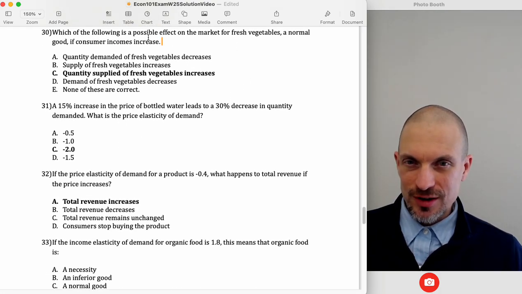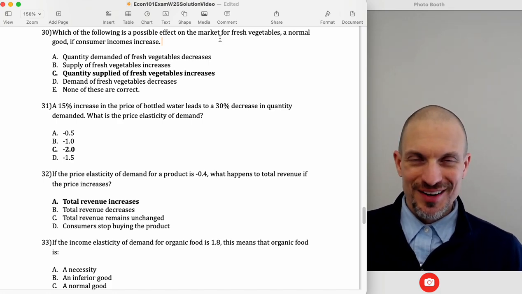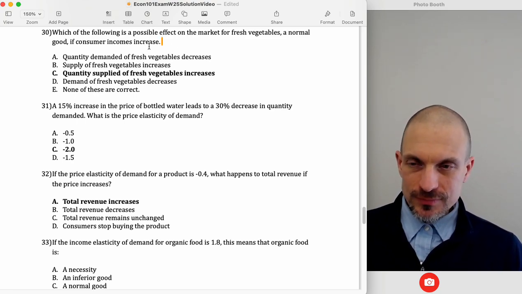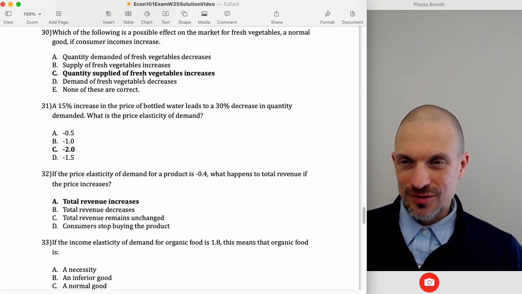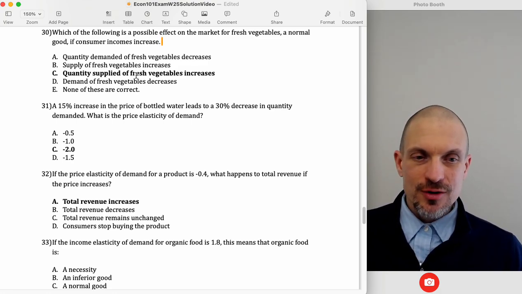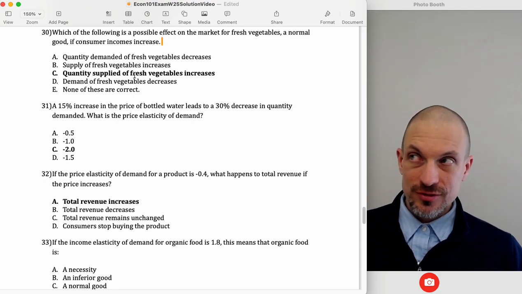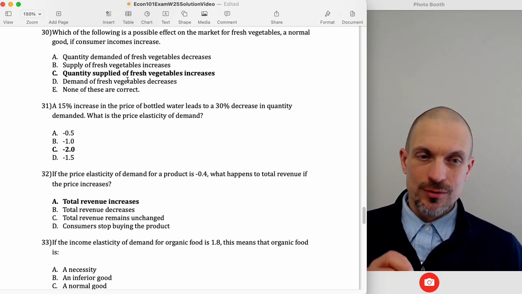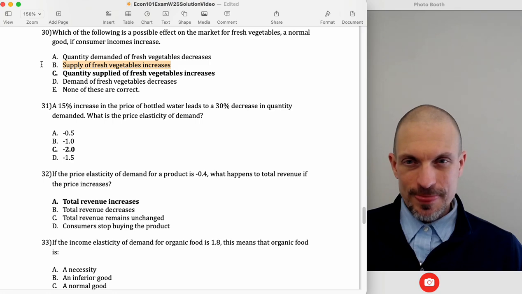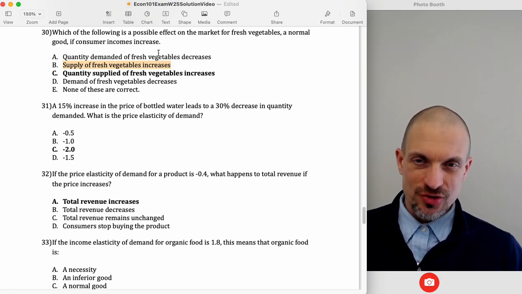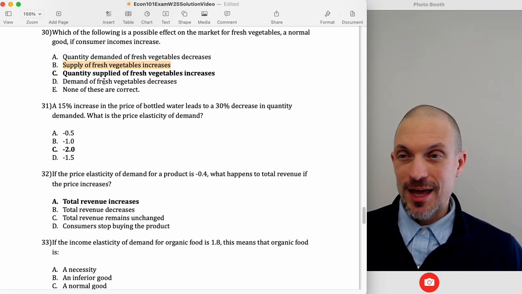Which of the following is the possible effect on the market for fresh vegetables, a normal good, if consumer incomes increase? What happens if consumer incomes increase for a normal good? We're going to get an increase in demand. But actually, the answer here is about what's happening on the supply side. The increase in demand is going to lead to a higher price. Tracing that through to the supply side, we'll get a higher quantity supplied. We're definitely not going to get a lower quantity demanded. We're not going to get a change in supply, right? Because on the supply side, what's happening is a change in price due to this rightward shift in demand.